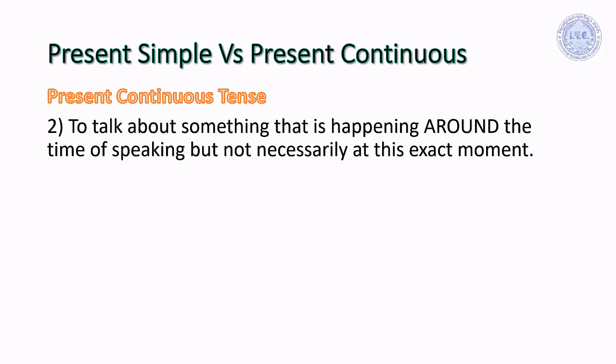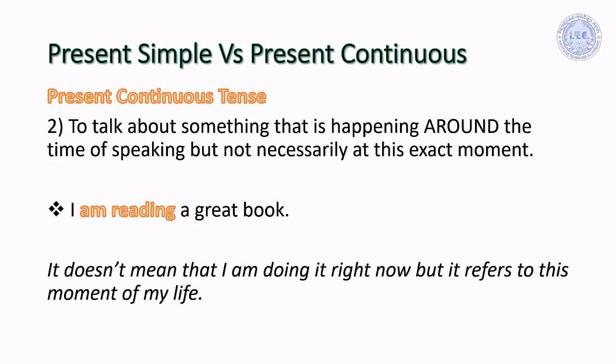So now let's go to another usage. Number 2. We use present continuous tense to talk about something that is happening around the time of speaking, but not necessarily at this exact moment. This action is in progress and hasn't finished yet. For example, I am reading a great book. It doesn't necessarily mean that I am doing it right now, but it refers to this moment of my life. I have started reading this book and I haven't finished it yet.